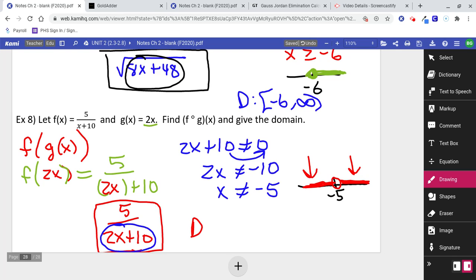The domain would be from negative infinity to negative 5. Parentheses means it's not equal to. Unioned with negative 5 to infinity.